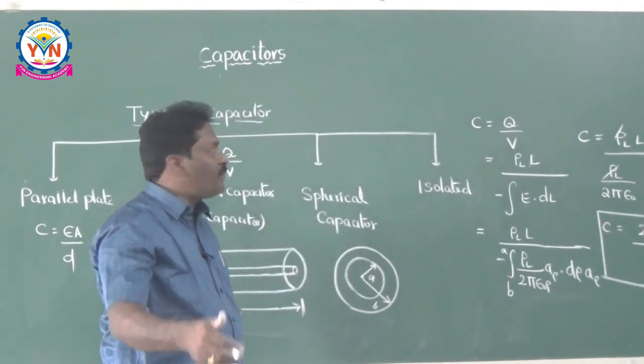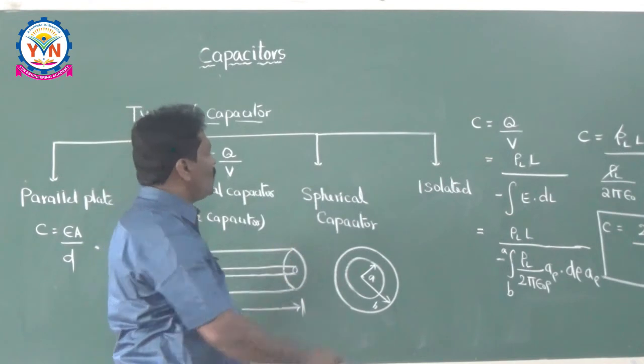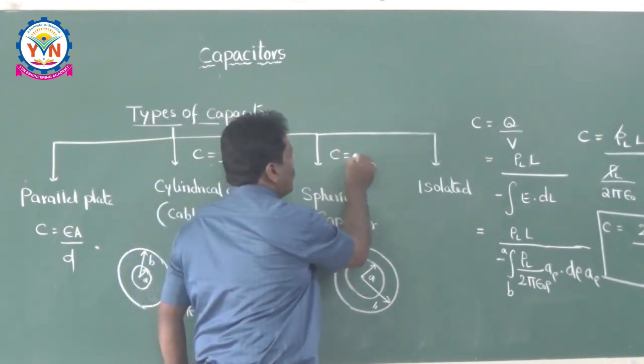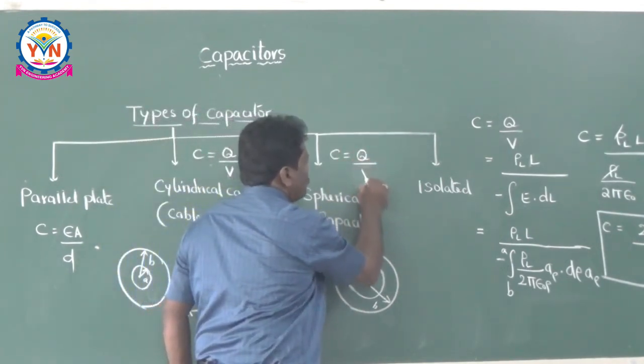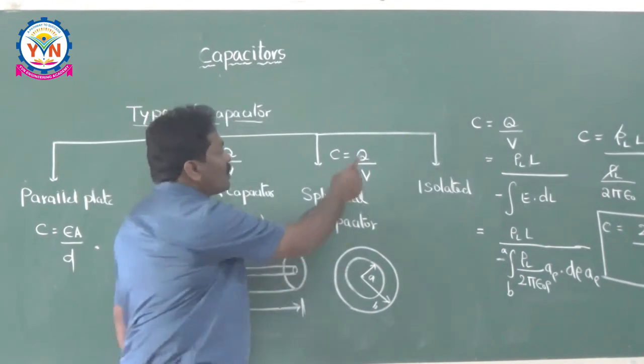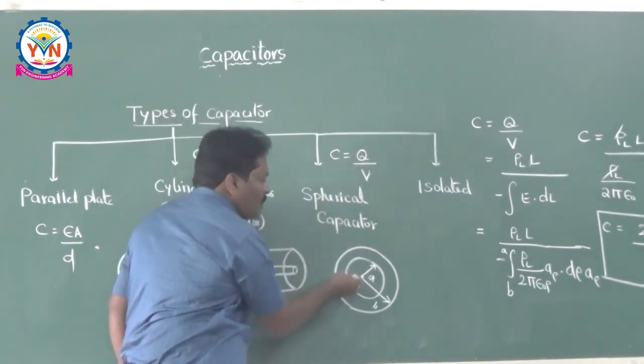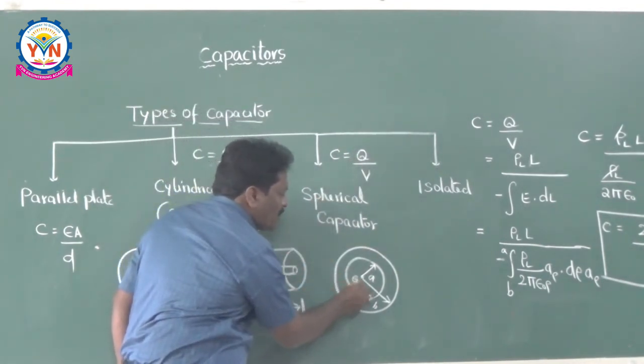Once again you have to go from fundamentals. C is equal to Q by V. Here also you have to remember C is equal to Q by V. So here, what is Q enclosed? Q enclosed is nothing but Q. In a spherical capacitor we have enclosed it with Q only.